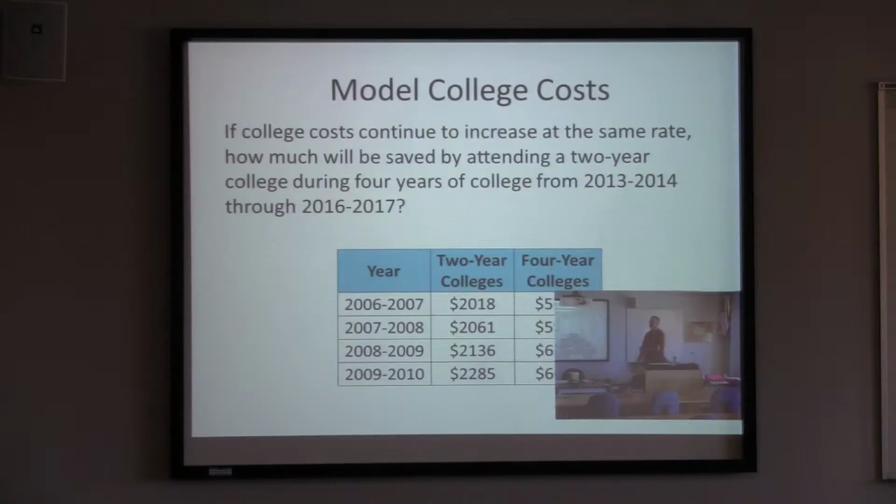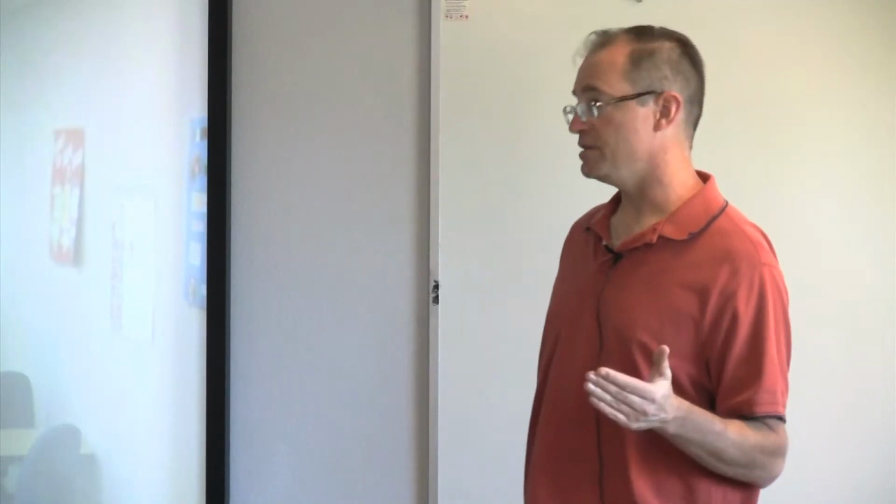So here's their first project. It's a very simple project in a lot of ways, and a very realistic project. I give them some cost data for 2-year colleges and 4-year colleges. They need to use that data to figure out, if they went to community college for 2 years and then a 4-year university for 2 years, how much money would they save? This data is over 2006 to 2010. They're actually going to be doing it in the future, so they're going to have to project some things into the future.